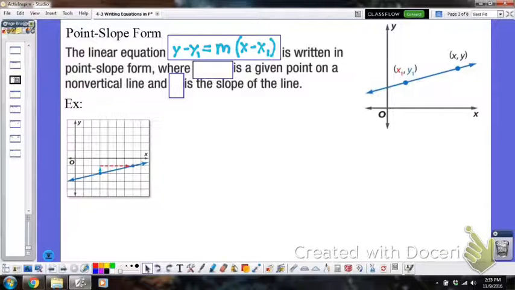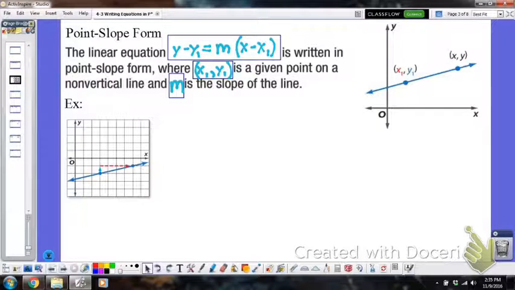So that equation is written in point slope form, where (x1, y1) is a given point in the non-vertical line, and m is the slope of the line.